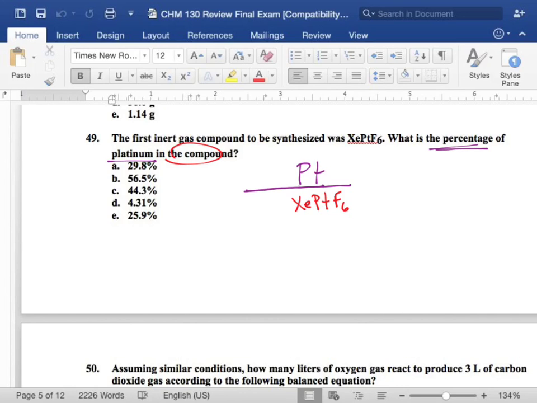Okay, so I need the amount of platinum and I need the amount of the whole compound. So if you were asked to find your percent in this class, what would you do? Hopefully you'd think a little bit more than just looking at Canvas, but you'd look at your total points that you've accumulated throughout the semester, which you could get from Canvas, and compare that to the total possible. So we're looking at the parts of platinum in a xenon hexafluoroplatinate compound.